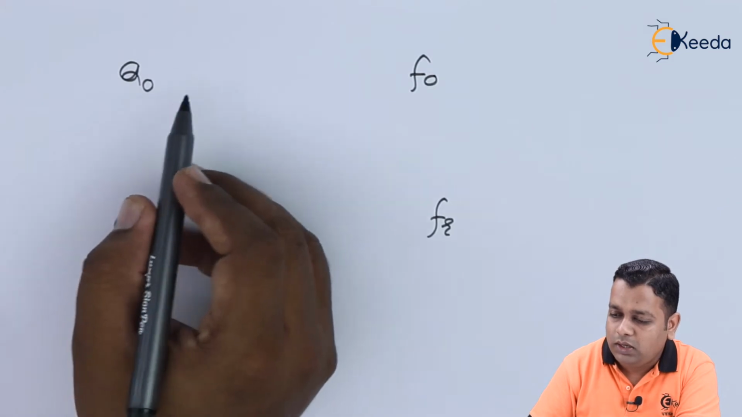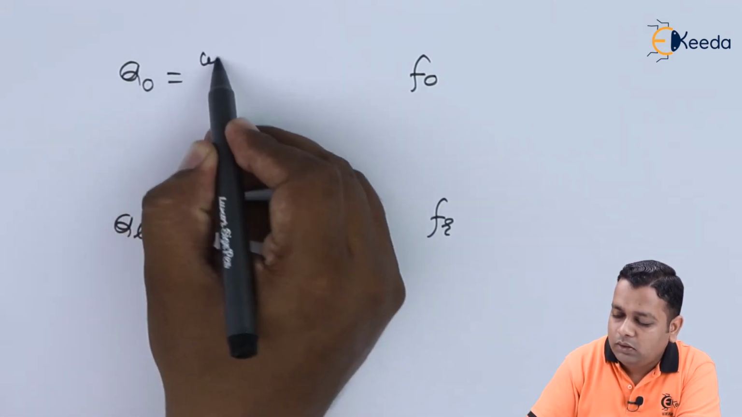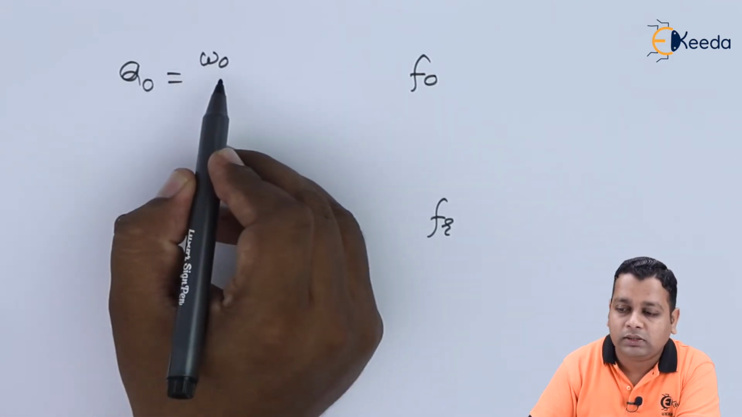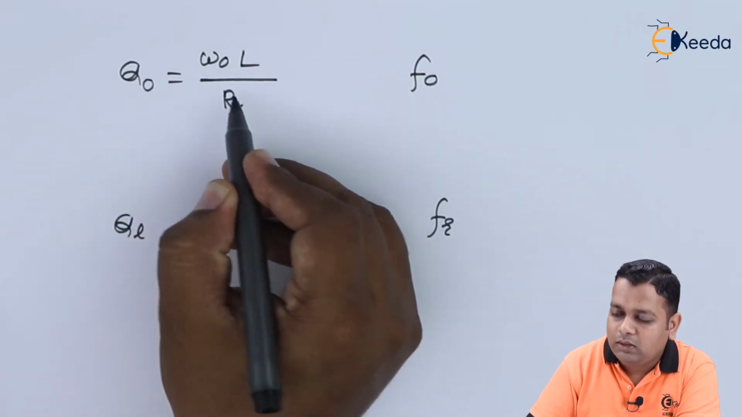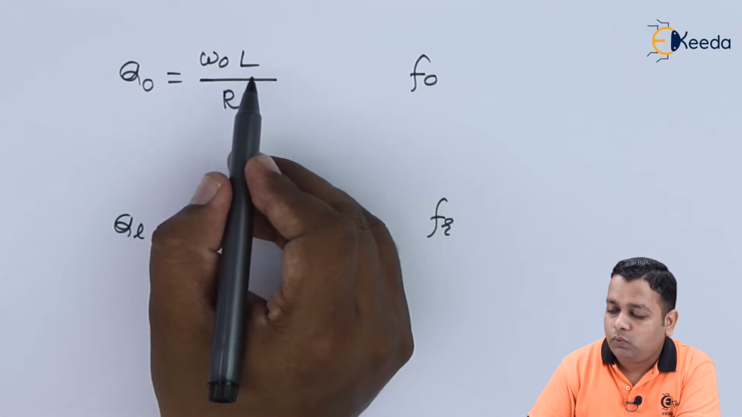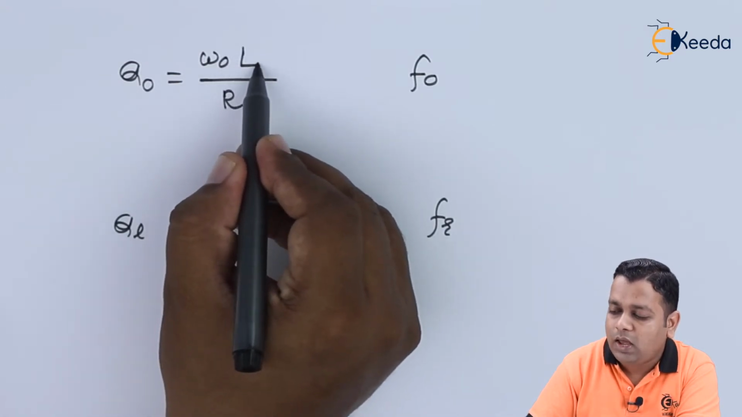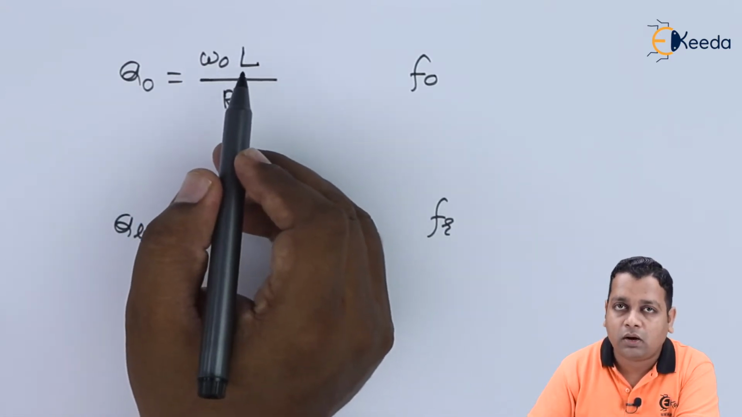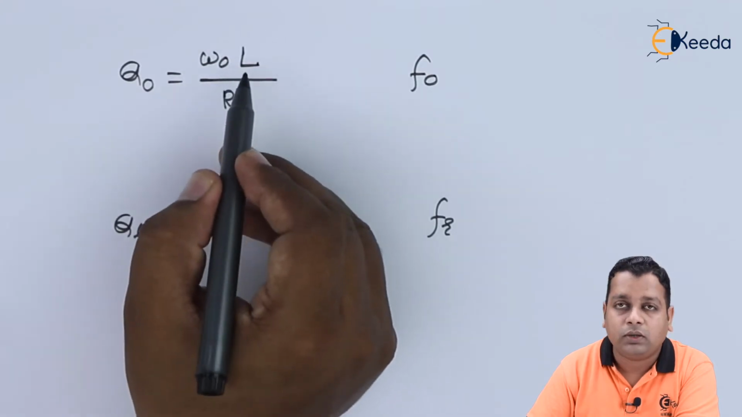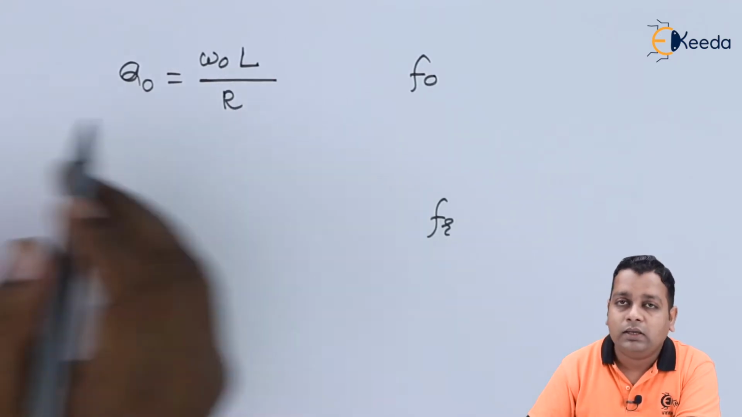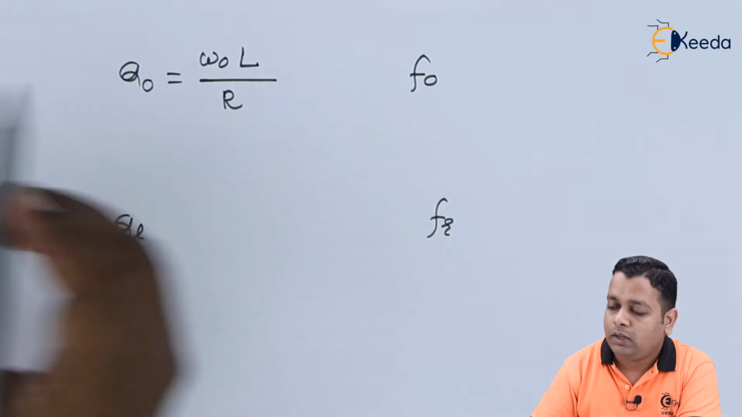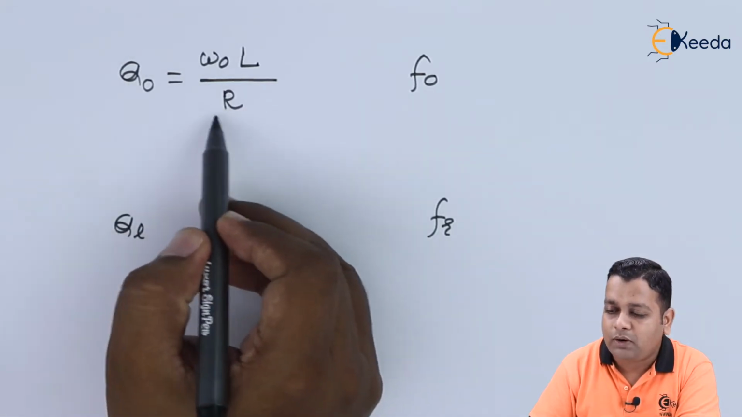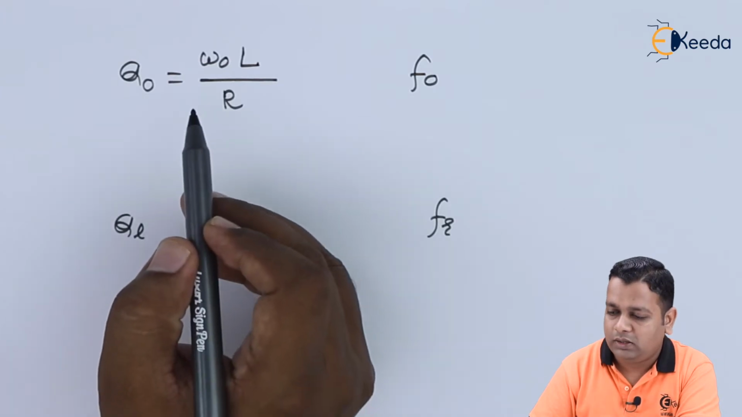So for unloaded we simply have the angular frequency omega suffix 0 into capital L divided by capital R, because whatever the energy storage we have, that can be accounted in this particular inductance, whereas the dissipation of the energy is of pure resistive form, hence we have represented capital R in the denominator here.